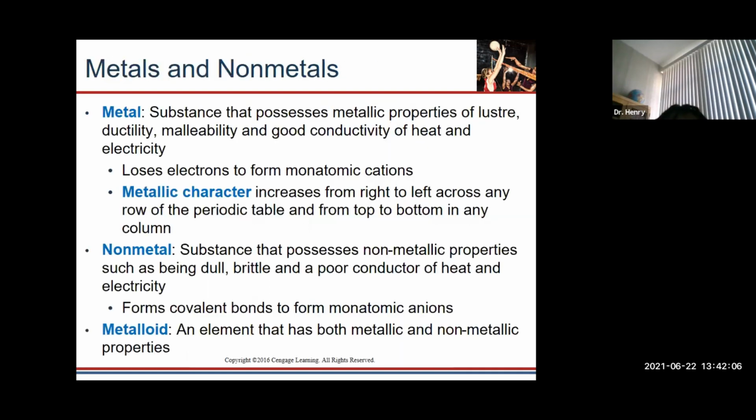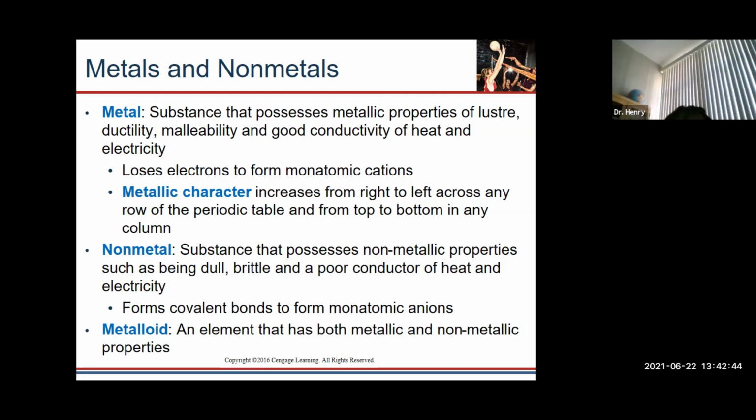Okay, let's see. So we have metals, we have non-metals, right? So characteristics of metals: metals are going to have luster, they're going to be ductile, they're going to be malleable, they're going to be able to conduct heat. Malleability is basically that flexibility. You're able to bend it and all of that stuff. Ductility is kind of like that stretching of it, right? So you can actually stretch out metals and make them thin. So that's the ductility, okay?